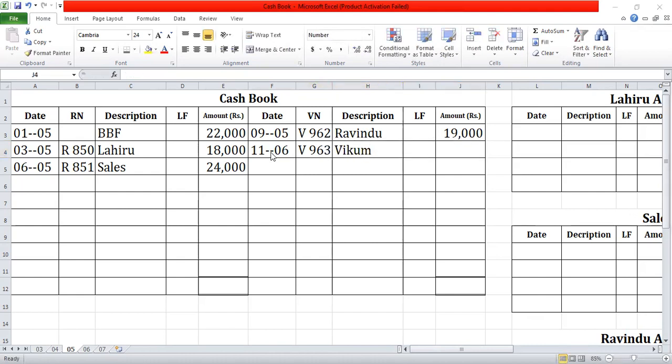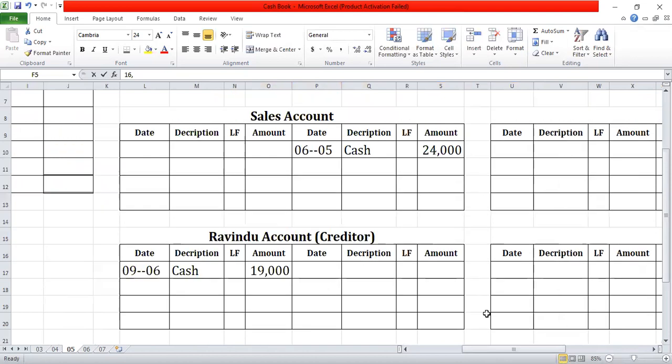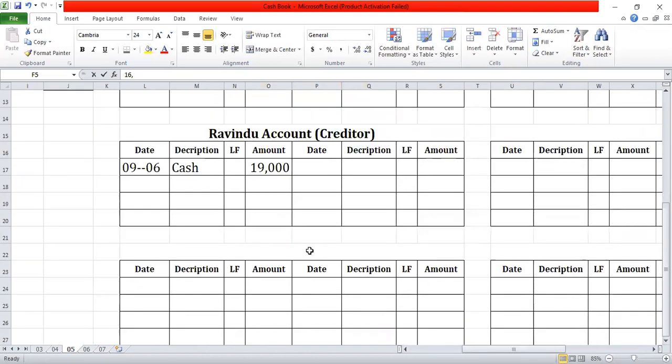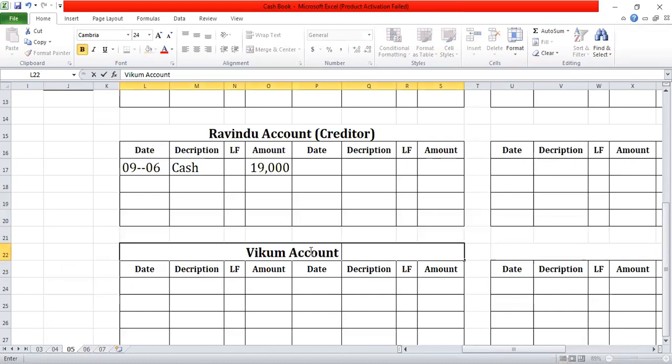How much have we paid? We have paid 16,000 to him. Vikum, 16,000. Okay. Once again, the cash book credit. Open an account for Vikum, another creditor. Vikum account. Within brackets, you can write the creditor.